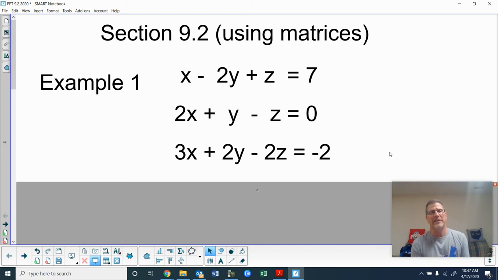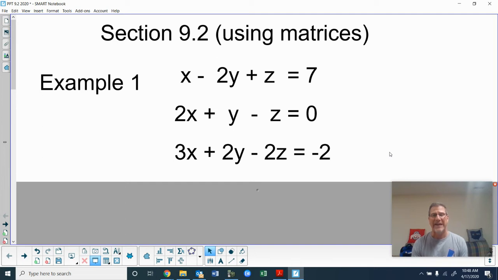So example one here, we have our three equations: x minus 2y plus z equals 7, and 2x plus y minus z equals 0, and 3x plus 2y minus 2z equals -2. When we do this, we like to line everything up like we did for elimination. All our x's line up, all our y's, all our z's, all our equal signs, and then our constants on the other side of the equal sign. So make sure you have it written in the correct order, and have everything lined up first.